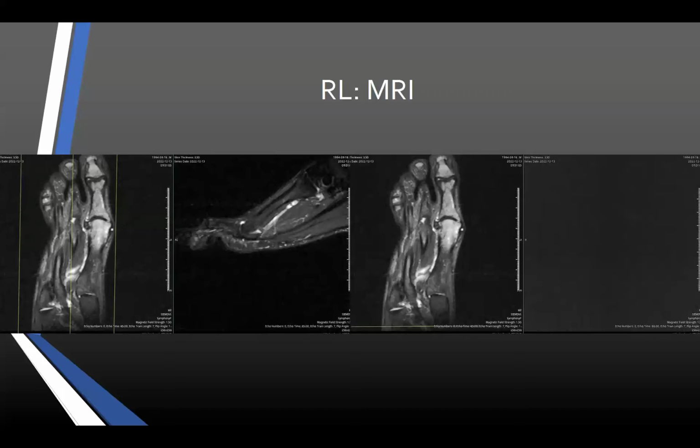So this is something to put on your differential every once in a while when someone has this sort of injury with continued pain at the joint. You've got to think about an osteochondral lesion. Sometimes you can't see it on the X-ray, but sometimes the MRI can be helpful in showing those as well.